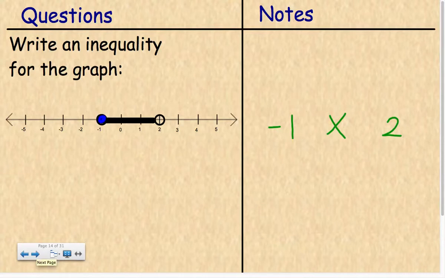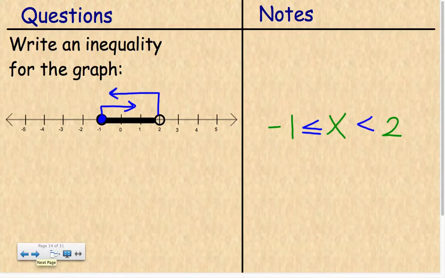Now let's see. If I'm trying to figure out which way my inequalities go, well, I have a closed circle on -1 shaded to the right. So that means x has to be greater than or equal to -1. If you get confused about which way the inequality symbol should go, I'm shading to the right, so that means x is bigger, so I need my alligator mouth to open up to the x. Now with my 2, it's an open circle and I'm shaded to the left. So that means x is less than 2.